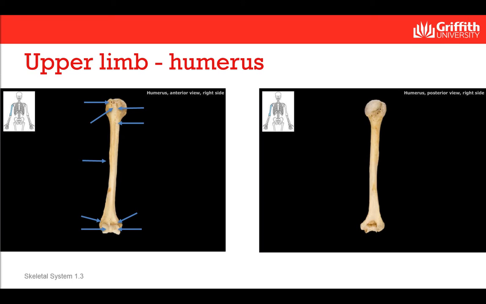In the posterior view, we can see these additional features: head of the humerus, surgical neck, deltoid tuberosity, medial epicondyle, lateral epicondyle, and the olecranon fossa. Well done! You will have more opportunities for labeling diagrams in the tutorial sessions and in your workbook exercises.